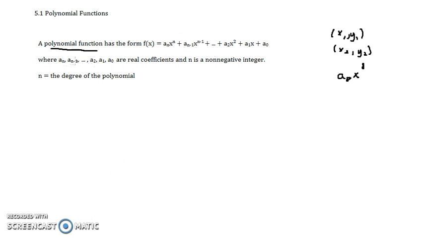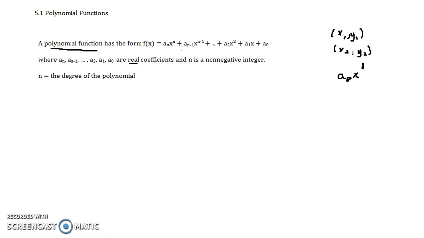Okay, so all of these coefficients a are real coefficients, real numbers. So positive, negative, fractions, decimals, they can even be like square root of 2, they can even be pi, we just don't have any i's, no complex numbers in there.